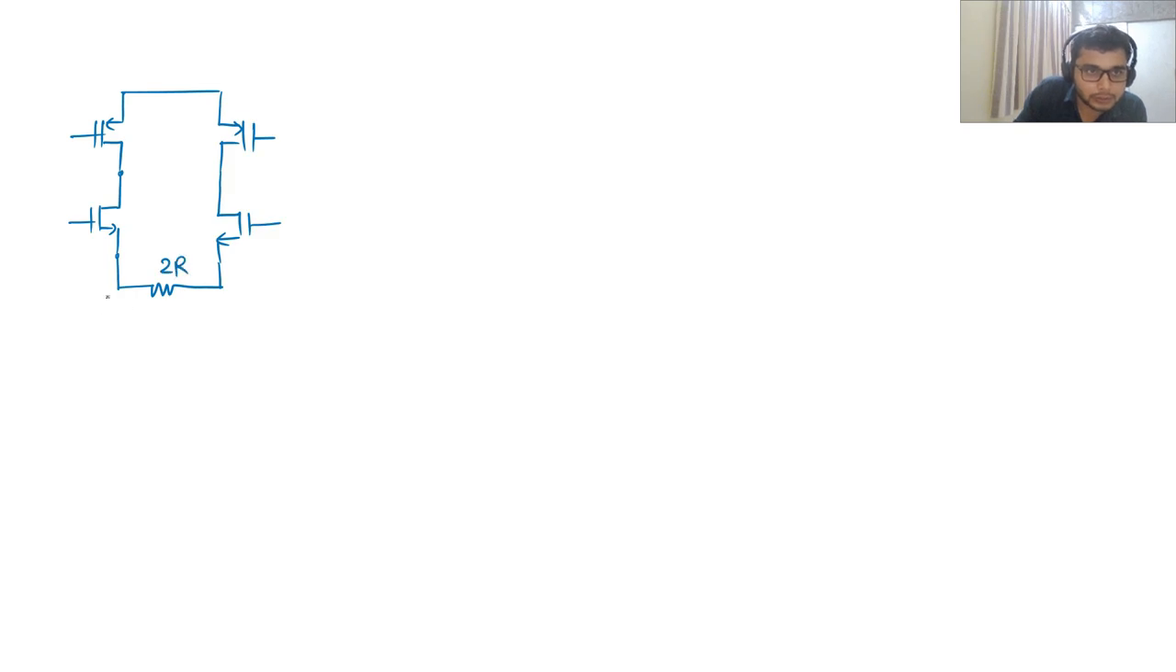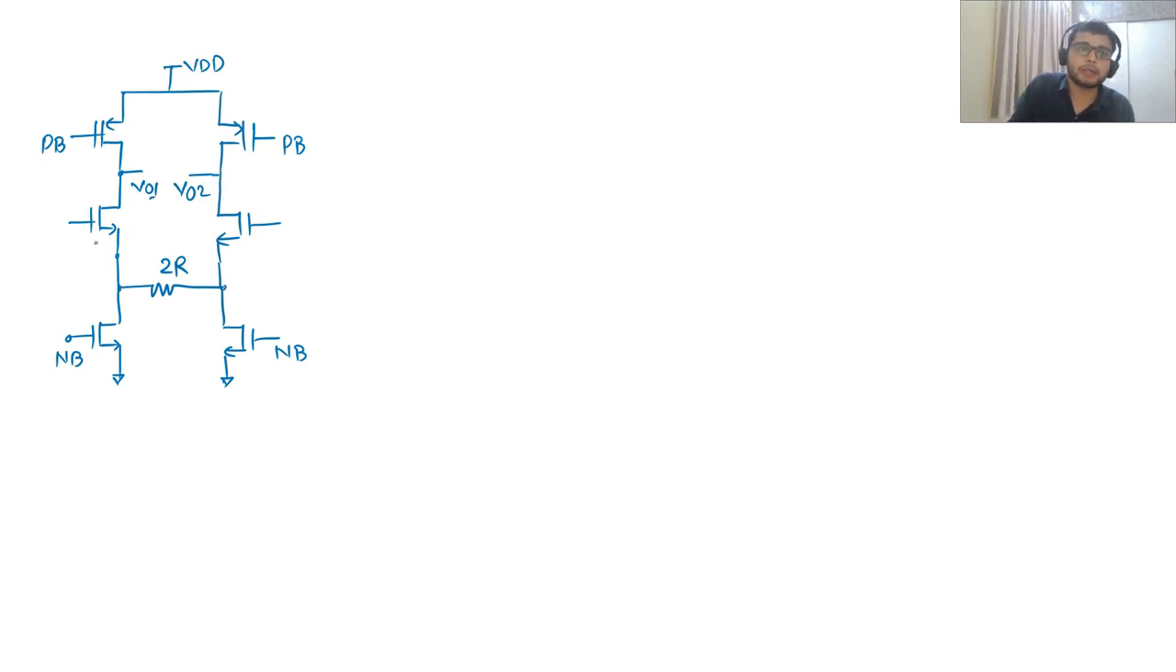So what is the second circuit? This is our second circuit, and here these noise sources are uncorrelated because they are two different noise sources. Let's say this is n bias, this is p bias, this is VDD, and these are Vo1 and Vo2.